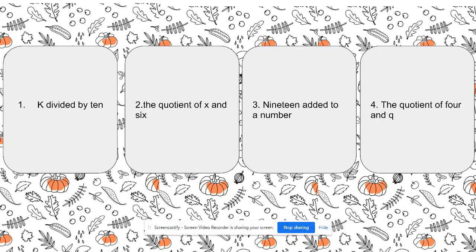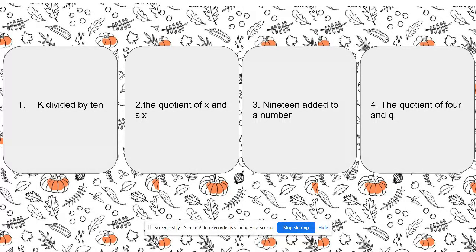What does quotient mean? Divide. So the quotient of 4 and q. So 4 divided by q. I thought you just said that the number goes on top. I didn't say that. I said that the number always goes first only in multiplication. But in division, it could be different. It could be either one.